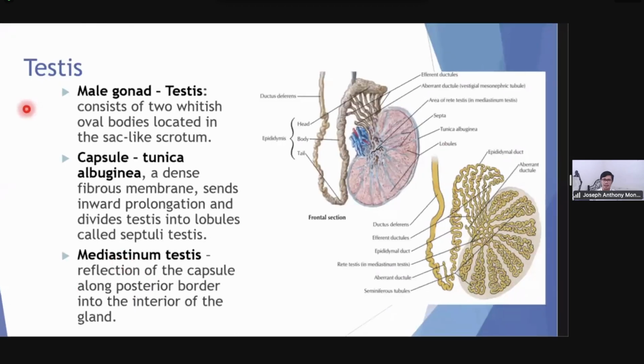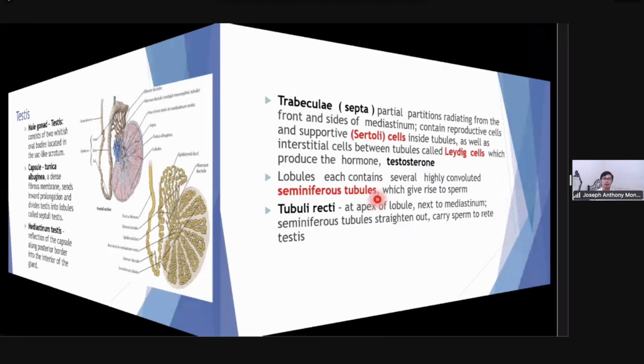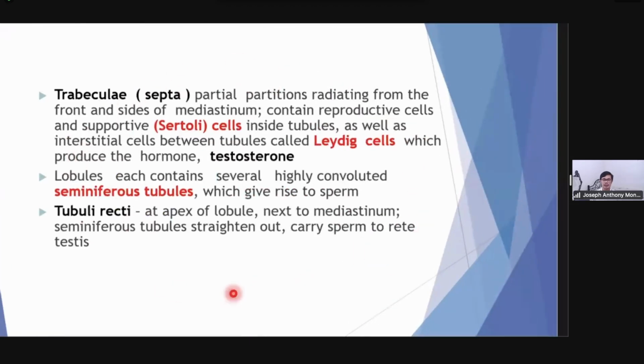Okay, for the testis, again, as I've said earlier, I won't get into very much detail because this is microscopic anatomy. What's important for this slide is the tunica albuginea. As you can see, it's a dense fibrous membrane that sends inward projections, and those projections divide the testis into lobes called septa testis. But the next slide would be the most important portion of the testis.